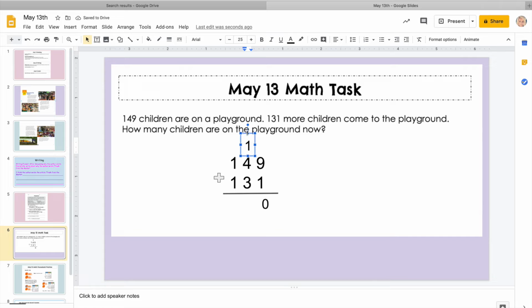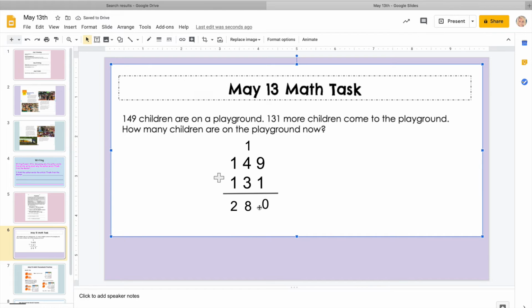Moving on to step 2, where we are going to start with our tens column. We have 1 plus 4. We know that 1 and 4 more is 5. And if we have 5 and 3 more, that is 8. That is less than 10, so we don't need to regroup. We're just going to put our 8 down below there. And then our third step is adding up the hundreds column, where we have 1 plus 1. If we have 1 and 1 more, that is 2. So we know that there are 280 children total on the playground. Also, if you need to draw a picture or use base 10 blocks, feel free to do that as well.